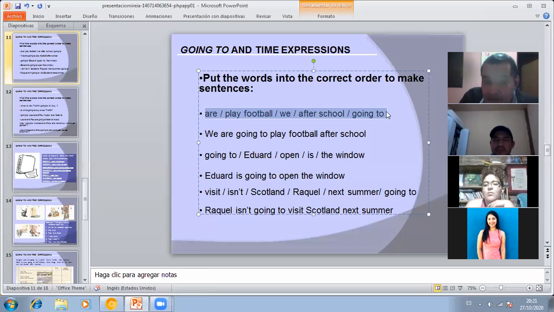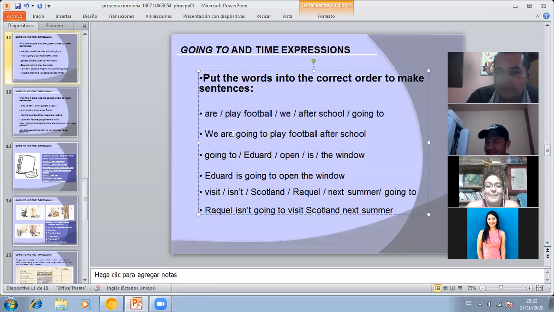Okay, so we have the subject first. We, and then the verb to be, are. And then going to, we are going to, and then the action, play football. And most of the time, at the end of the sentence, we include a time expression. After school. Okay, Roberto, do me a favor. Choose a different classmate, please. Okay, pay attention to the participants that we have here. Xiomara Guerra. Okay, Xiomara.